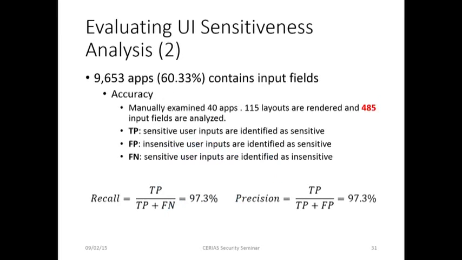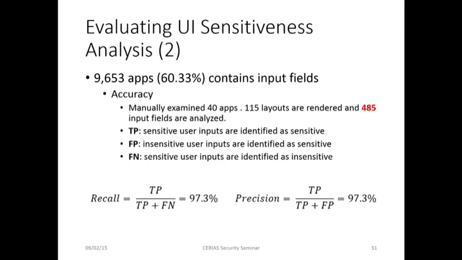And we manually examined 40 of the apps with input fields and found nearly 500 input fields. We define true positives, false positives, and false negatives as follows. If a sensitive user input is identified as sensitive, it's a true positive. If an insensitive user input is identified as sensitive, it's a false positive. If a sensitive user input is identified as insensitive, it's a false negative.